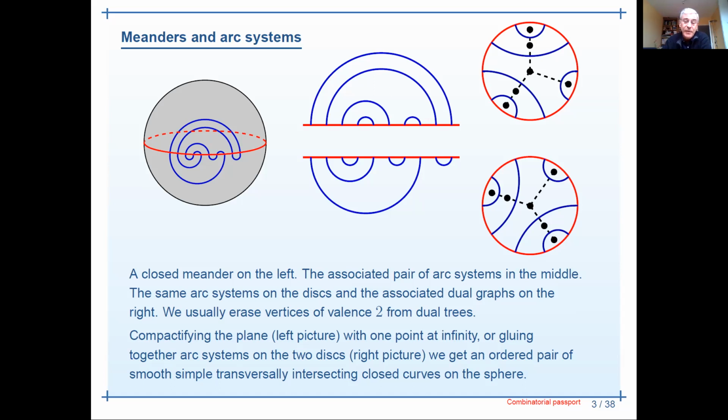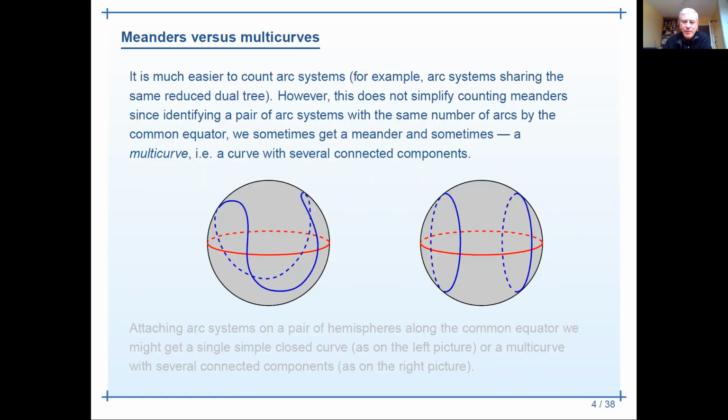So the observation is that actually it is easy to compute arc systems. There is just an explicit formula. But the trouble is that when we try to reglue a meander from two arc systems, sometimes we do get a meander, like on the left picture, and sometimes we do not, as on the right picture.